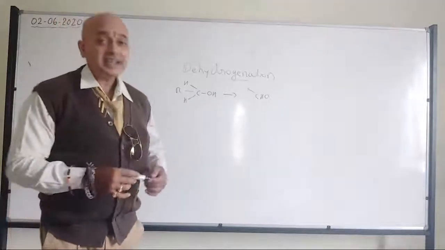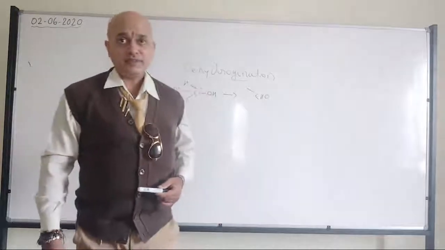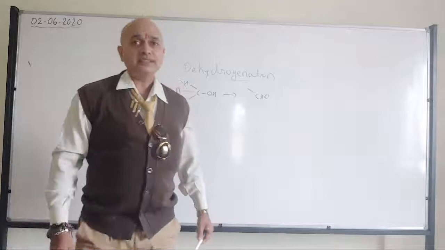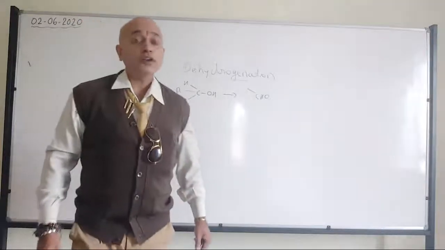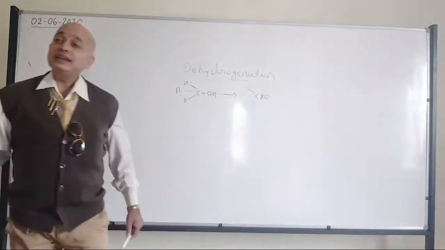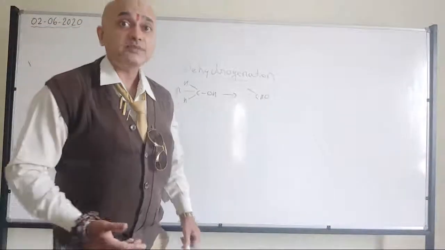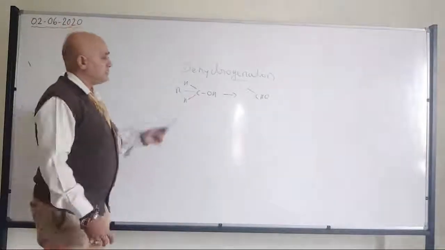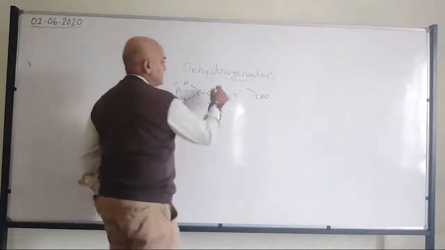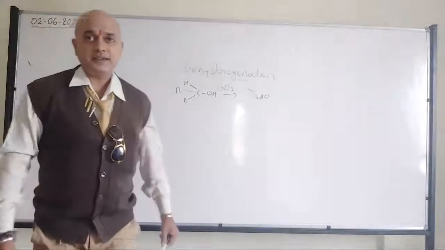But the only thing here is we have to provide a mild oxidizing agent, not a strong oxidizing agent like KMnO4. Acidified KMnO4 is not going to work here. If you are using acidified KMnO4, it can lead to the formation of carboxylic acid. Sometimes it can lead to the cleavage of the bond. That's where we are going to use the mild oxidizing agent, that is CrO3, chromium trioxide.